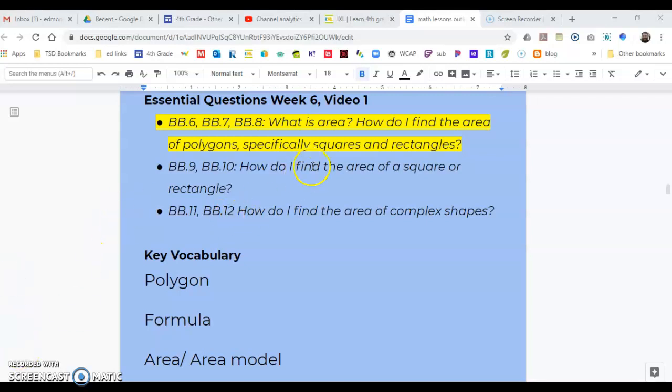So our central question is, what is area? How do I find the area of polygons, specifically rectangles and squares? So we need to know, kids, we can find the area of pretty much any two-dimensional shape, and we can actually find the area of three-dimensional shapes. At 4th grade, you're required to do squares and rectangles. In 5th grade, you'll study parallelograms, I think even triangles, and beyond you'll add things in like trapezoids and circles and so on. But here's our central question. These are the next 2 videos of central questions.